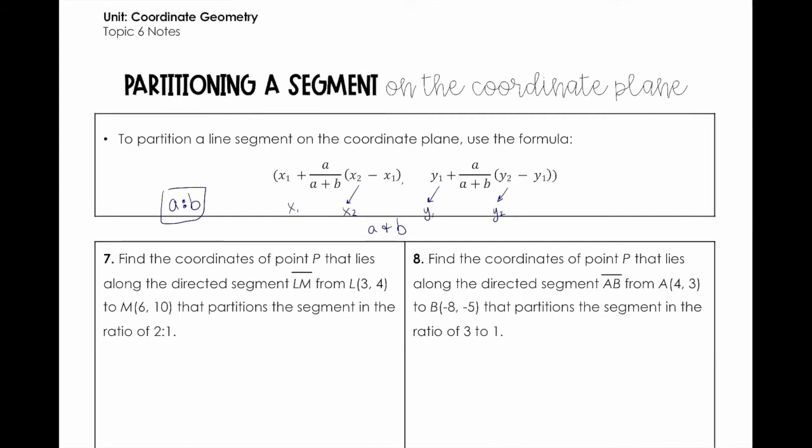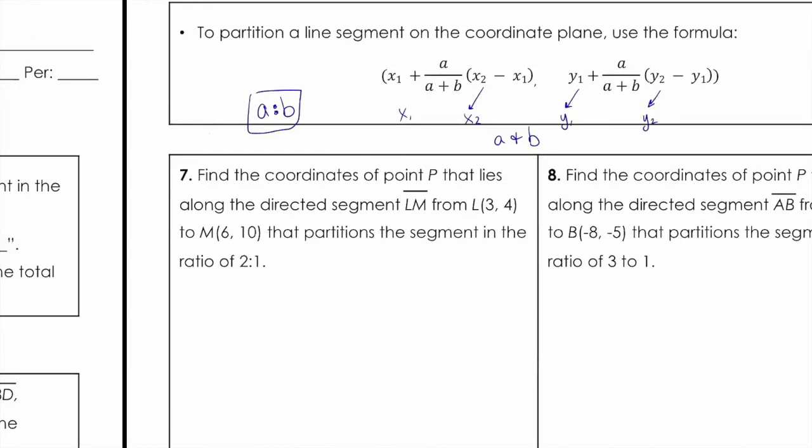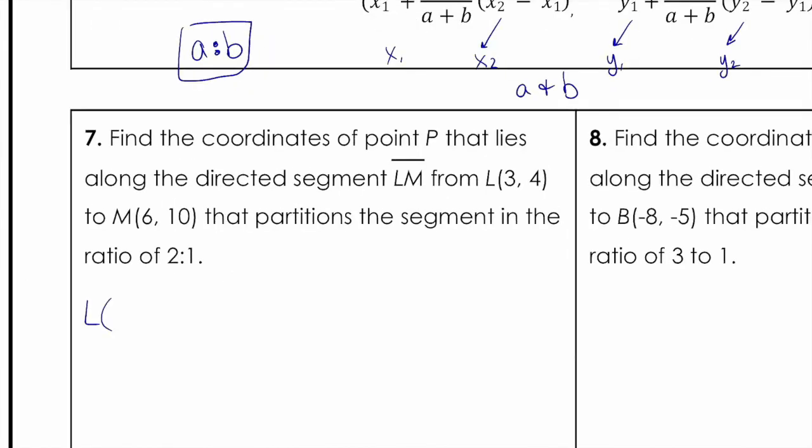So find the coordinates of point P that lies along the directed segment LM from L to M. So L is (3, 4). M is (6, 10). Remember, our order matters. So now we have to make sure we know we're going from which point to which point. So this is our x1, y1 because that's our first point. x2, y2 because that's our second point.